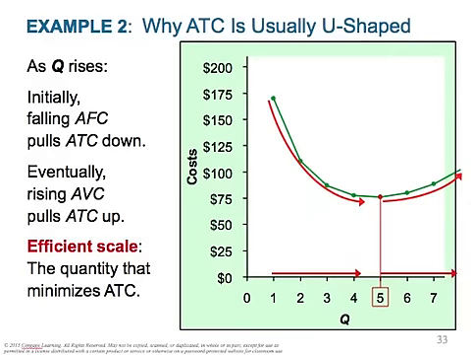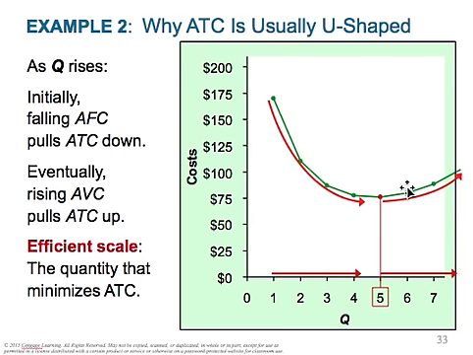Now, why is average total cost usually U-shaped? Well, it's simple. As quantity rises, initially there's a falling average fixed cost, and that pulls average total cost down. All right. Eventually, average variable costs start to rise and pull average total costs up. This is known as the efficiency scale. What you need to know at the bottoming out is the efficiency scale, which is the quantity that minimizes average total cost.